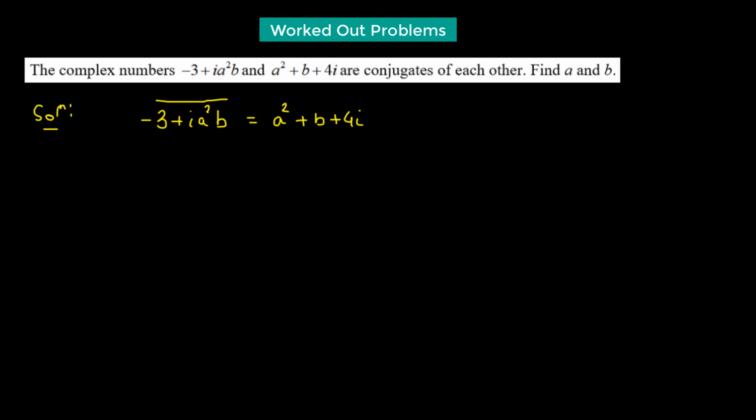So the conjugate of -3 plus i times a squared b will be -3, so i will be replaced by -i, so that gives us -i a squared b.